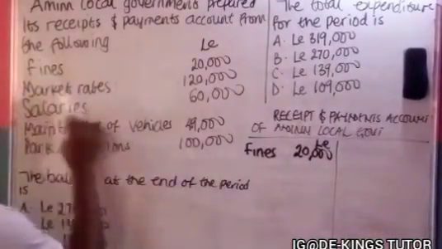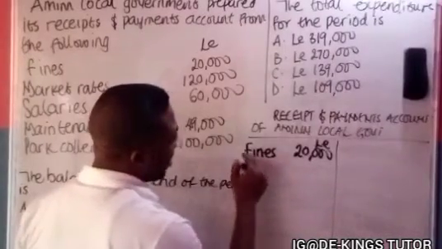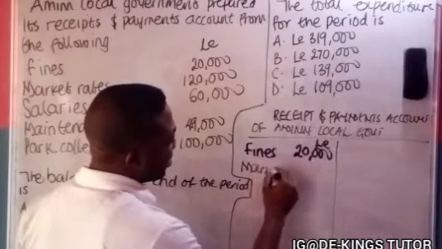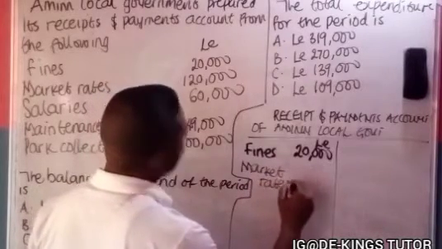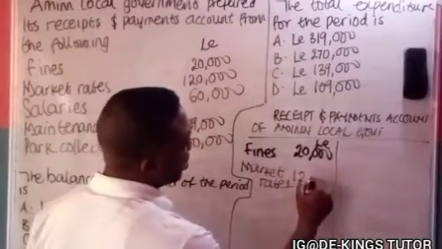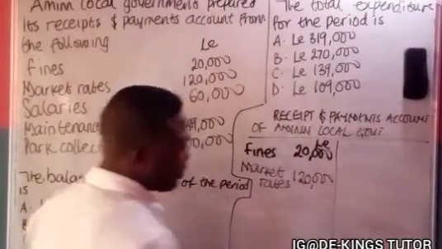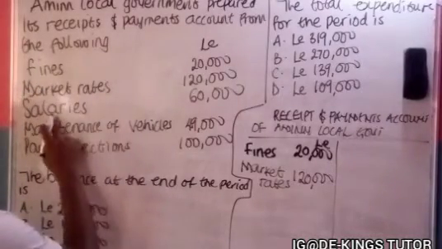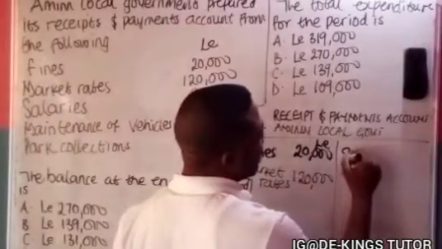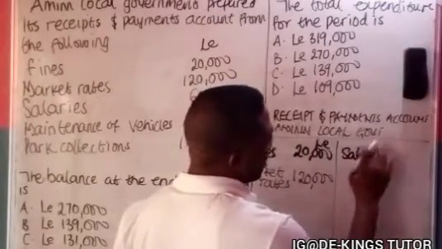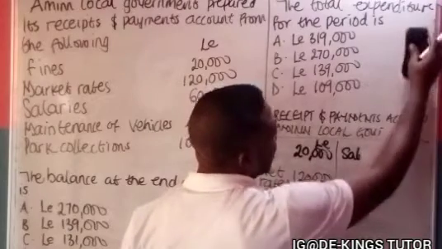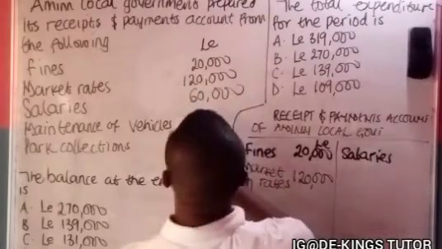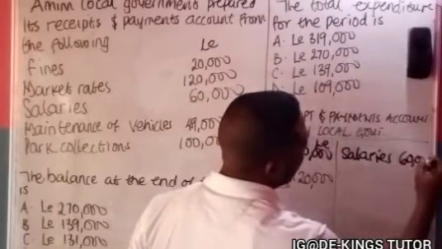Now, another one is market rate. Market rate is another income of the government. Market rate, how much is it? 120,000. Another one is salary. Now, salary is an expense to them. It's a payment they are making. So salaries is 60,000. They have to pay the staff.